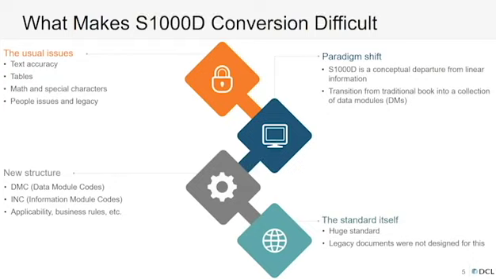Even with more recent formats like HTML and XML, there are still ways to fool the DTD rules and insert a lot of inconsistencies. It's especially a challenge when you go to S1000D, because S1000D is really a conceptual departure from linear information, really turning the traditional book of chapters and sections into a collection of data modules. And to some people, it's difficult to adjust to.